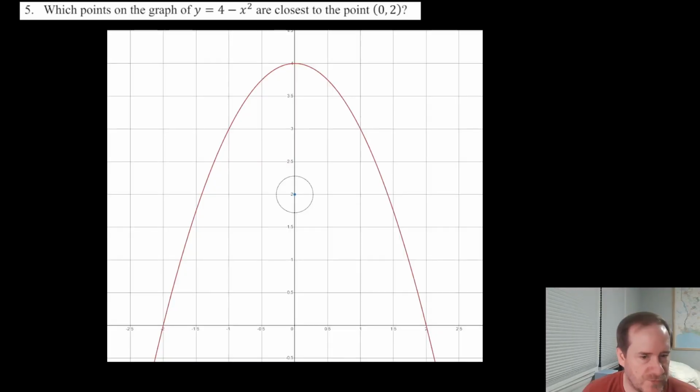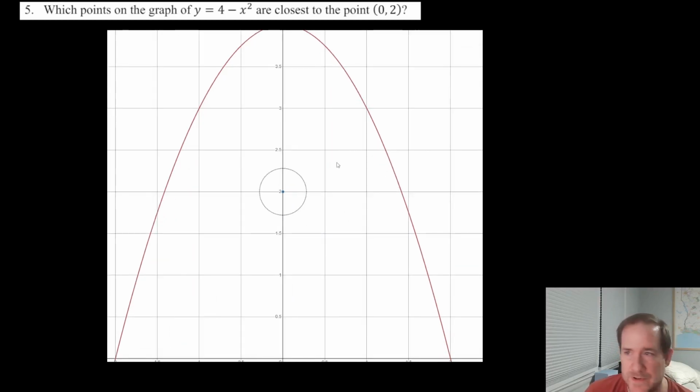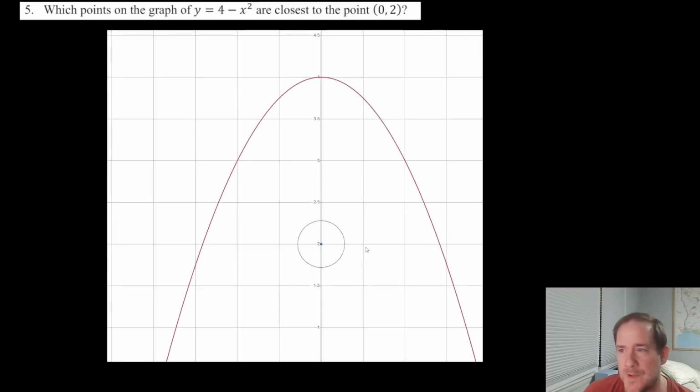Okay, so I made you this Desmos thing so you can sort of picture what's going on. This red graph is the graph of 4 minus x squared. That's our equation. And we want to find the points that are closest to the point (0, 2). That's this blue dot right here. I can zoom in on this a little bit, maybe, if that's worth it. But I also put a little circle around this point, and I can make that circle get bigger and smaller.